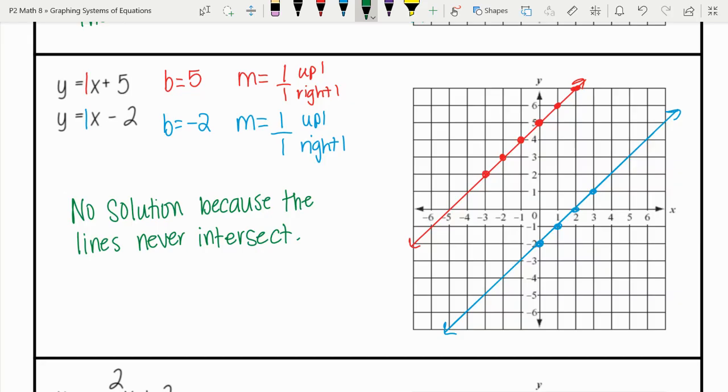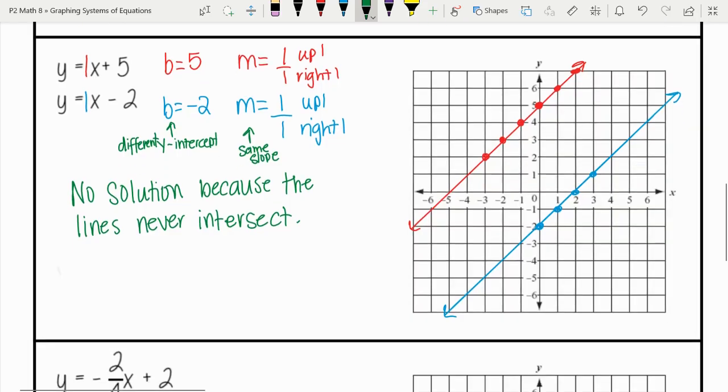And so notice how with no solution, we will always get no solution when the slope is the same but the y-intercept is different. So that's going to be a huge hint. Anytime I have a different y-intercept, but the slope is the same, then that means that we will have no solution. Without even graphing it, you would be able to say that you have no solution.